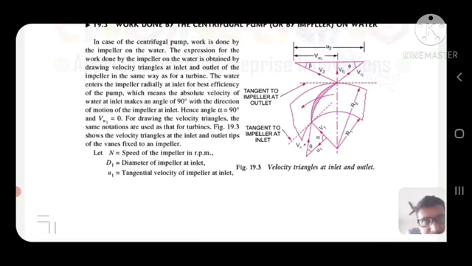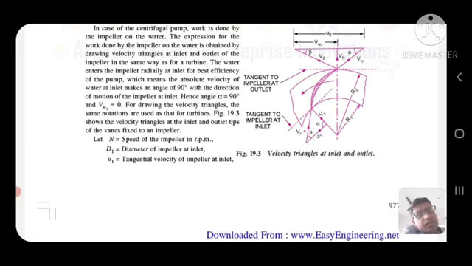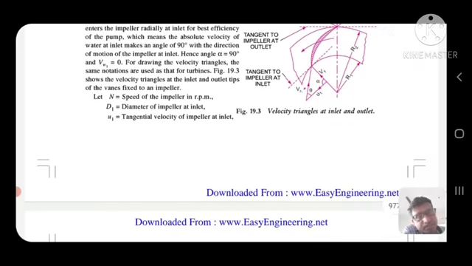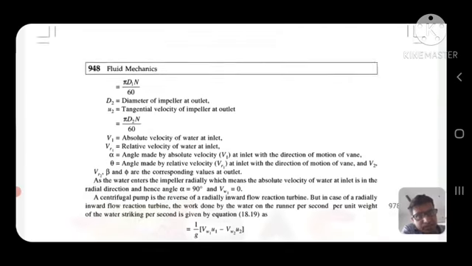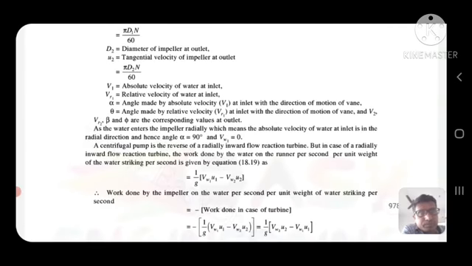For drawing the velocity triangle, this is the drawing of the velocity triangle. One is the inlet, another one is the exit. N is the speed of the impeller in RPM, d1 is the diameter of the impeller at inlet, u1 is the tangential velocity of the impeller at inlet.